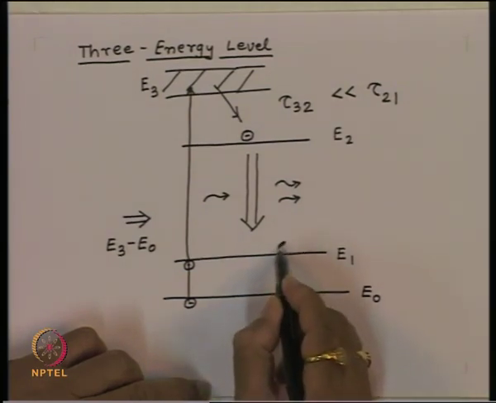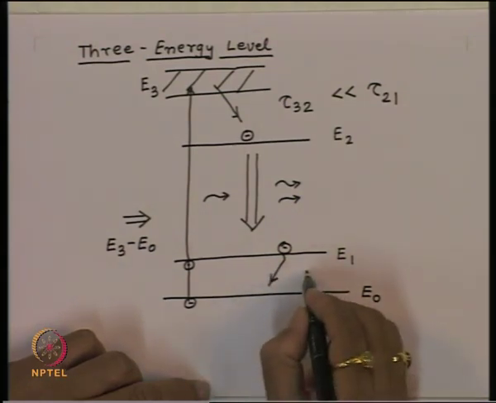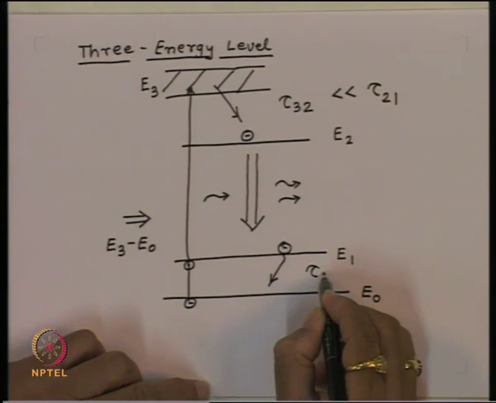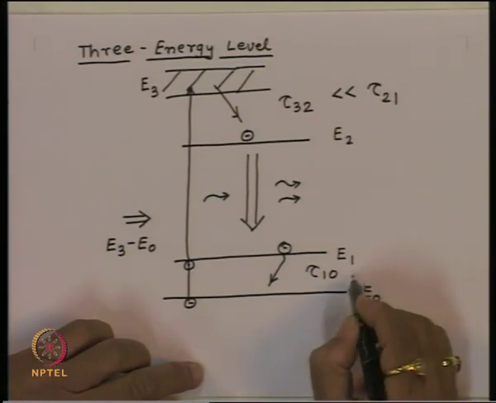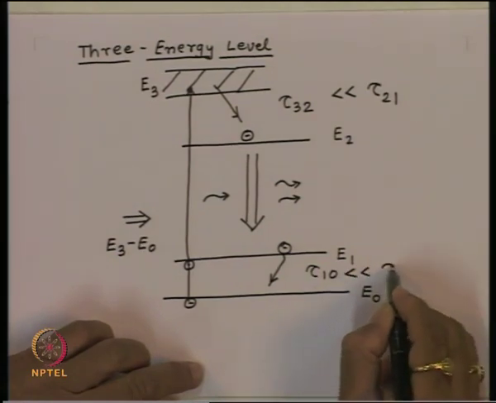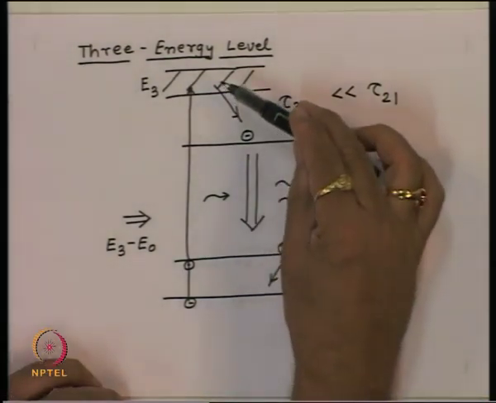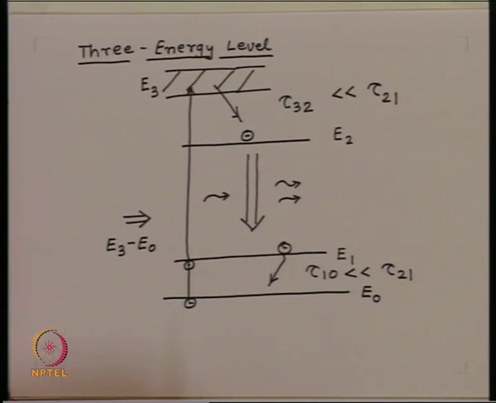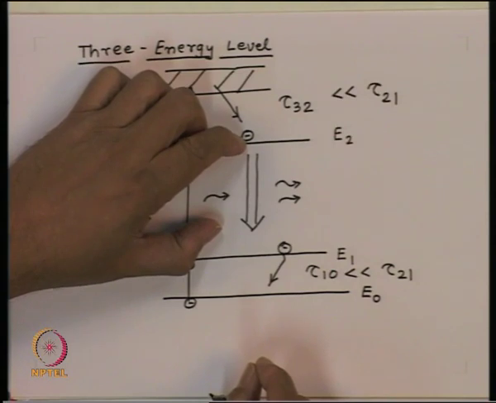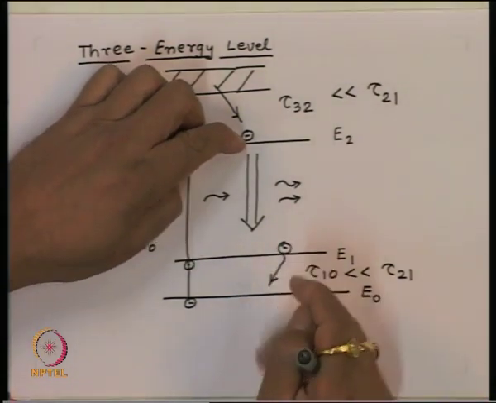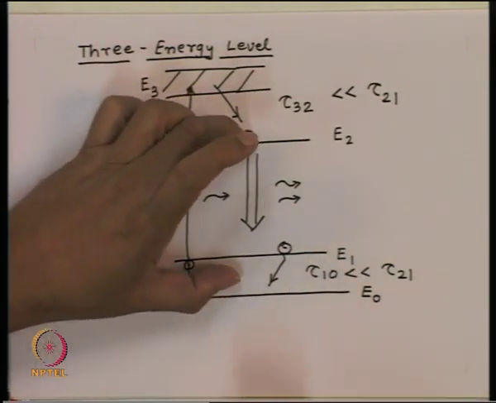So, electron again will make a transition from here to this level by this time constant, which is tau 10, and tau 10 has to be much less again than tau 21. This has now created essentially a 4 level energy level system, where even a small number of electrons can be transported to this level, and if this level is cleared very quickly, even the small number of electrons can create population inversion between these two levels.